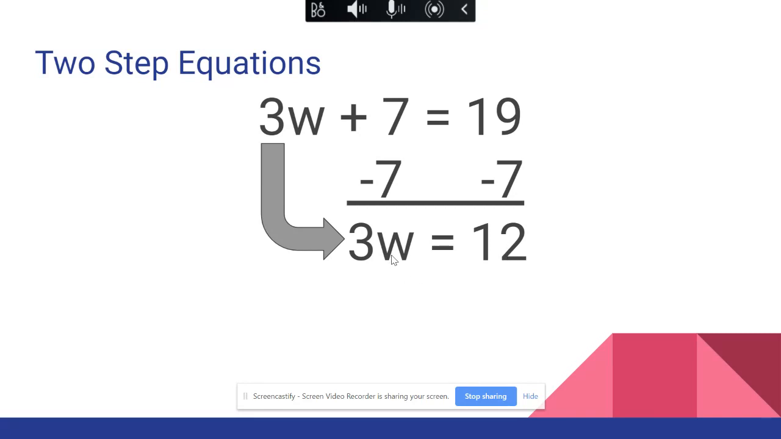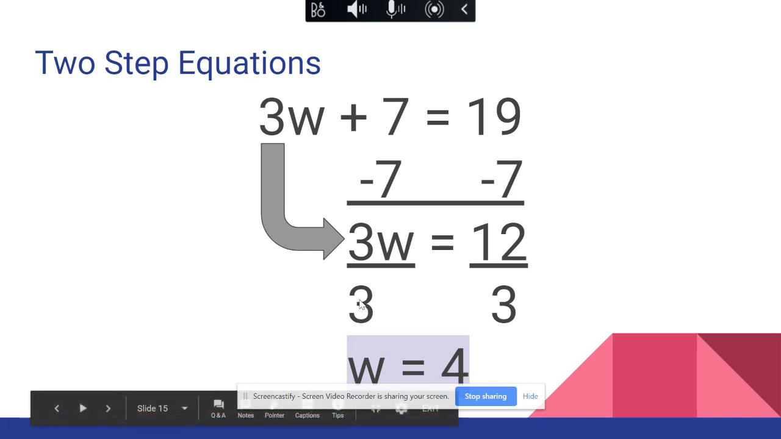Now we have W times 3. To undo the times, we have to divide. Divide by 3 on both sides. 3 divided by 3 gives us 1. 1W is the same as W. So we have isolated our variable, and 12 divided by 3 is 4. So W is equal to 4.